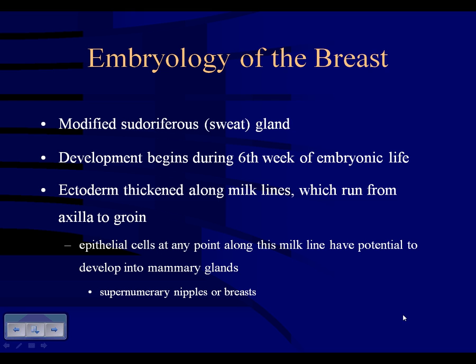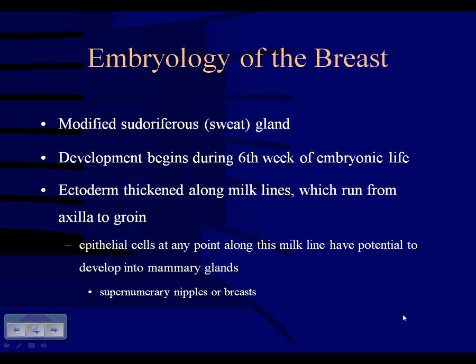The ectoderm becomes thickened along milk lines, which run in all mammals from the axilla to the groin. Obviously, in humans, we normally have one set of nipples that form from this milk line. But you know that there are conditions where people have what we call supernumerary nipples that remain after birth, and are not considered abnormal per se, but just something to be aware of. They can occur in both men and women, not just women.